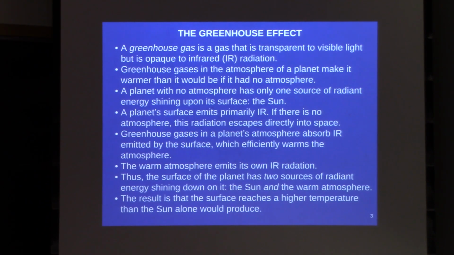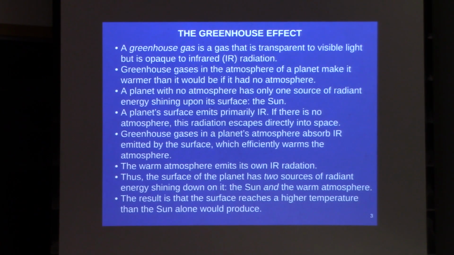What's another greenhouse gas? Do you know? There's another very important greenhouse gas in Earth's atmosphere. What's that? Methane. Methane's important, and then there's also another one that's by far the most abundant greenhouse gas in our atmosphere. Water vapor is also a strong greenhouse gas. So methane, water vapor, and CO2, carbon dioxide, are greenhouse gases in our atmosphere.